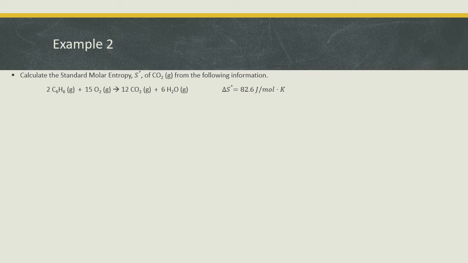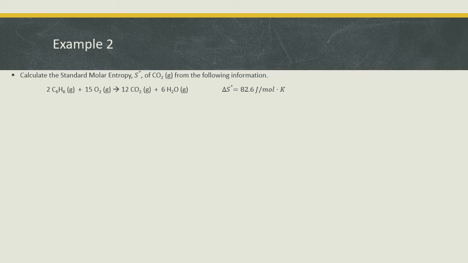All right, so we're going to do the second example. We want to calculate the standard molar entropy of carbon dioxide, CO2, from the following information. So we're given a combustion reaction, C6H6, which is called benzene, plus oxygen making carbon dioxide and water. So from the table that you have on your note sheet from the previous slides, we have available the values for the C6H6, the oxygen, and the water. We're going to go ahead and calculate the value for carbon dioxide, and we're given the delta S value for the entire reaction. So that would be like what we calculated in the previous one. So we're looking for that missing piece.